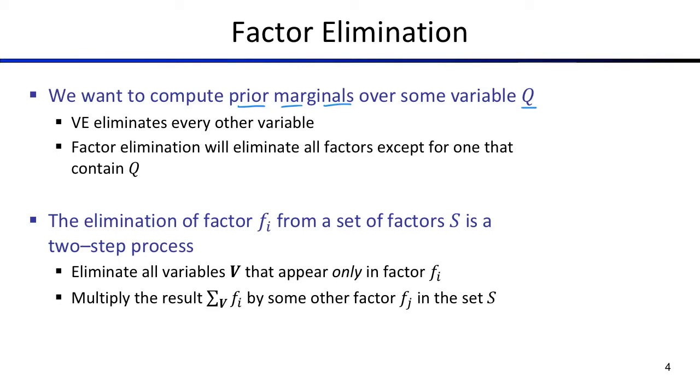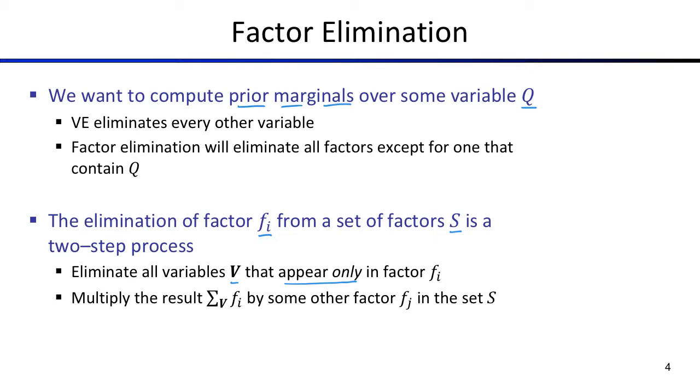And the elimination of one factor is going to be a two-step process. So let's suppose that we want to eliminate the factor fi from a set of factors S. What we're going to do is to take the variables that only appear in fi, and we call this set of variables V. And that's going to be very similar to what we do in variable elimination. We eliminate one variable when we have multiplied all the factors that mention that variable. In this case here, we see that the variables in V only appear in factor fi. And as we are going to eliminate this factor, we can also eliminate those variables.